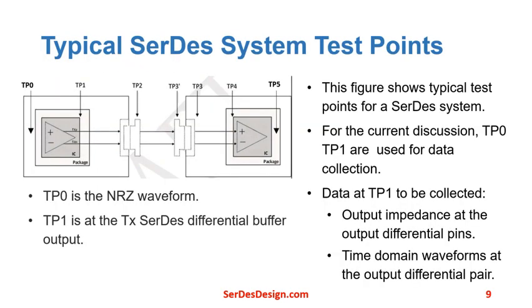To start, let's talk about the typical SerDes system test points. This figure shows typical test points for a SerDes system. For the current discussion, test points TP0 and TP1 are used for data collection. NRZ data streams are used for modeling. TP0 is the NRZ waveform. The data collected at TP1 is the output impedance at the output differential pins and the time domain waveform at the output differential pair.